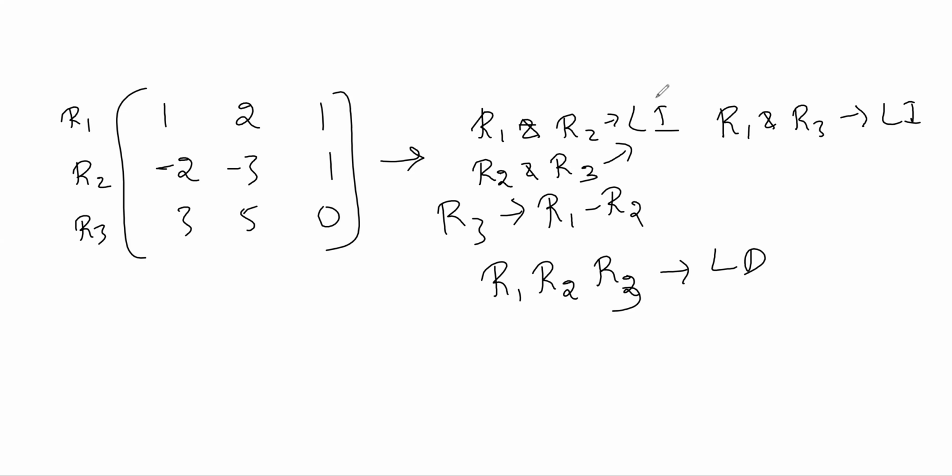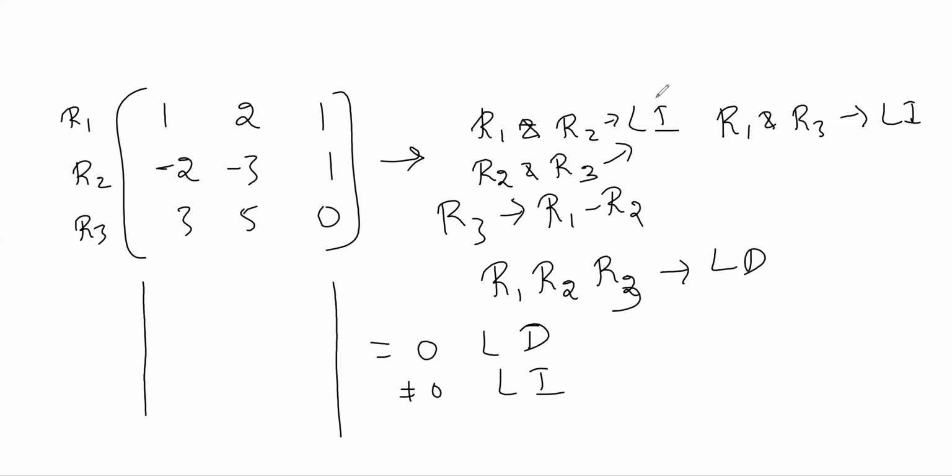Am I audible? Yes, sir. Is it easy to check like this, checking the linear independence or dependence by checking each and every row of the matrix? No, sir. Then by using the determinant, we can check the linear dependence or independence of the matrix easily. If the determinant equals 0, then it is linearly dependent. If it is not equal to 0, then it is linearly independent.